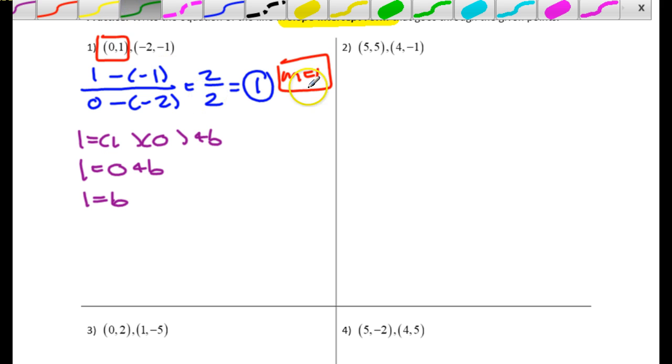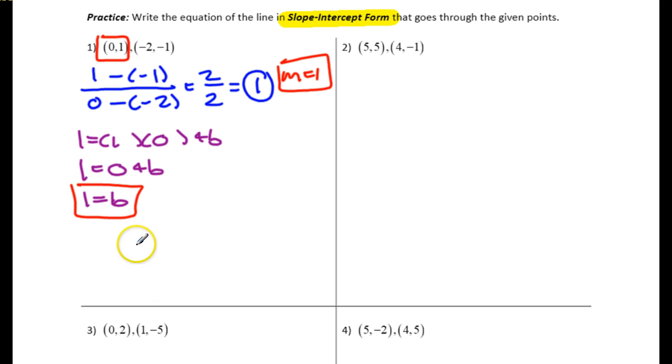So now I'm going to take all this. There's my m. There's my b. So in slope-intercept, it's y equals mx plus b. If you want, you can just write 1x as x plus 1. Either way, it's okay.